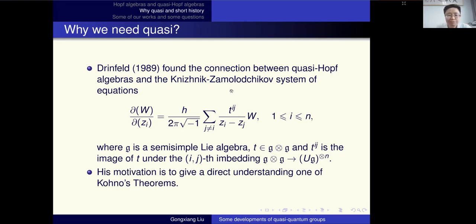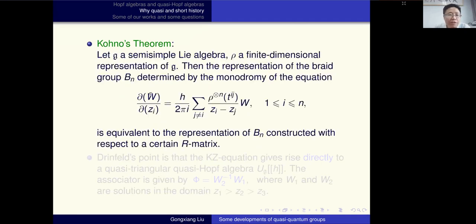So what's the Kohno theorem? The Kohno theorem says that if you consider this linear equation, you can construct a flat connection over a trivial bundle over the underlying space. You can consider the underlying space as an n-point configuration space. The fundamental group of this space is just a pure braid group. Using some technical way, you can construct a braid group, not only a pure braid group. So you consider the monodromy representation of this flat connection, and you can get a representation of this braid group.